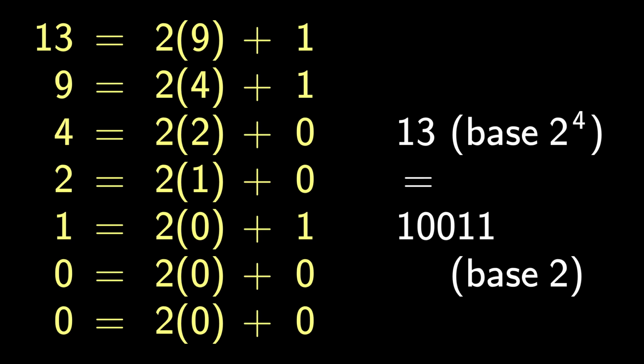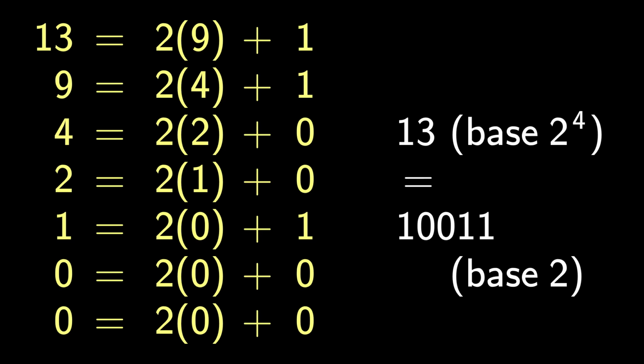The usual algorithm involves repeated division by the base. The sequence of remainders in this process is the sequence of numerals we want, listed from least to most significant. For example, 19 in base 2 is computed as follows. 19 divided by 2 is 9, remainder 1. 9 divided by 2 is 4, remainder 1. 4 divided by 2 is 2, remainder 0. 2 divided by 2 is 1, remainder 0.